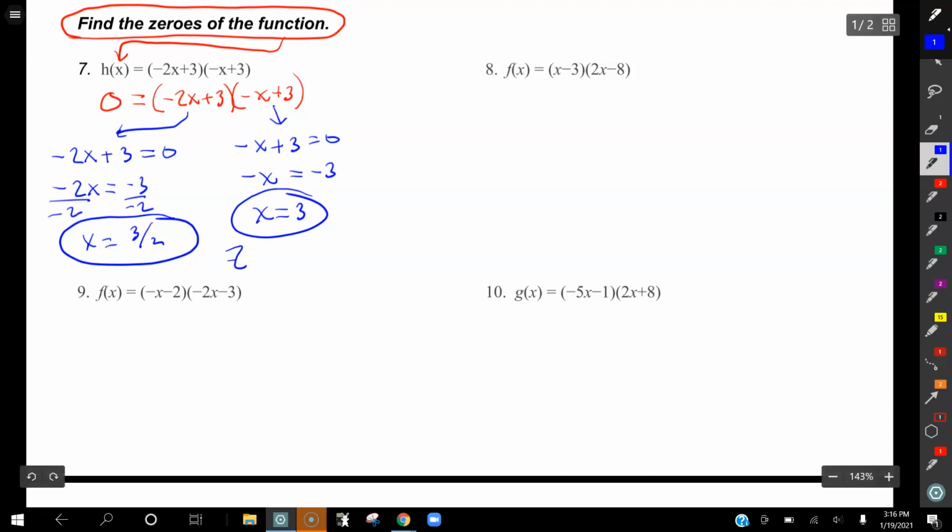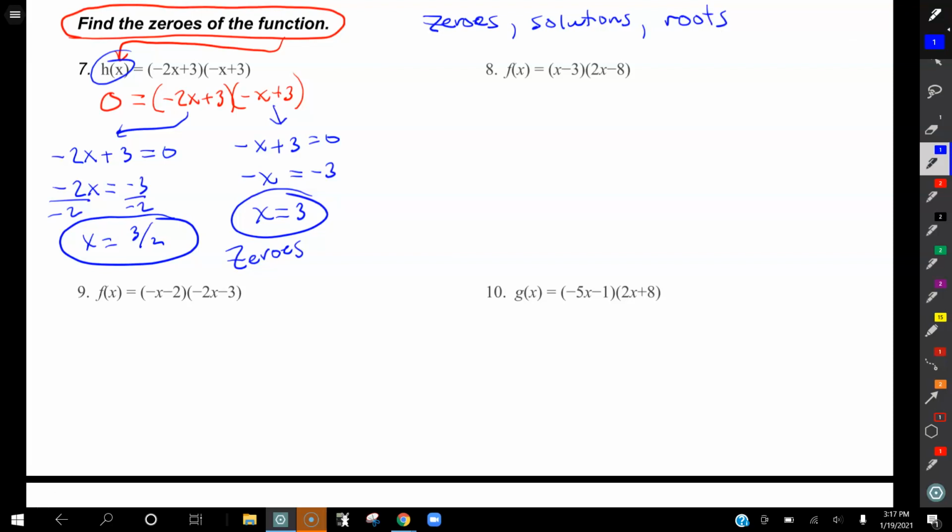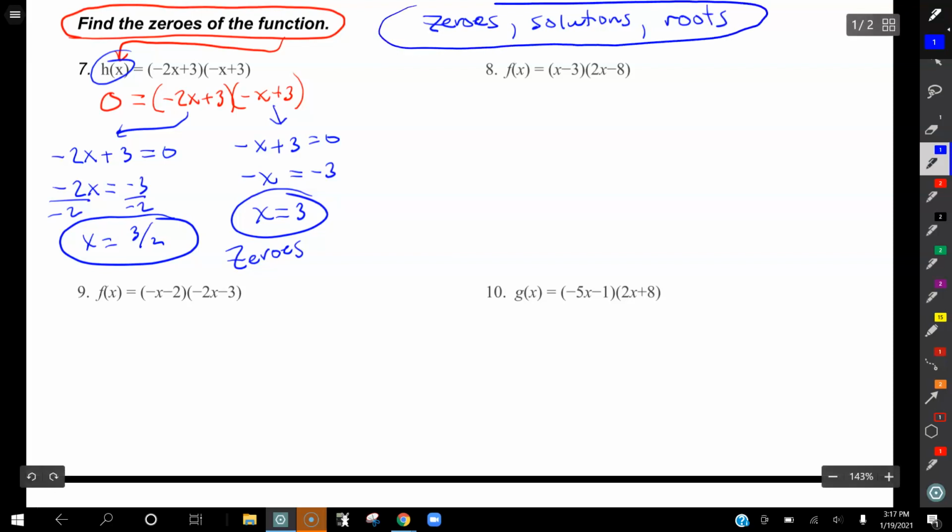So these are also known as zeros of a function when it's written in function notation. A lot of times you will hear teachers and you will see the SAT use these words interchangeably: zeros, solutions, and sometimes they're called the roots. These are all words that have the same type of meaning. So I'll leave 8, 9, and 10 for you to do.